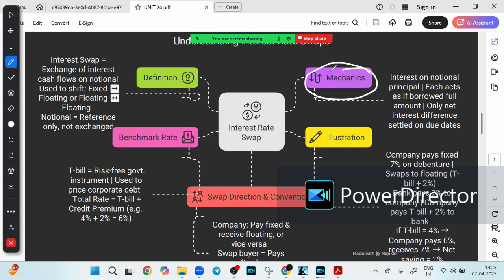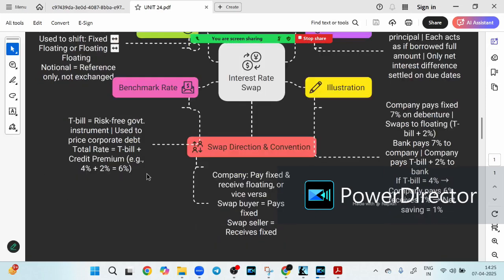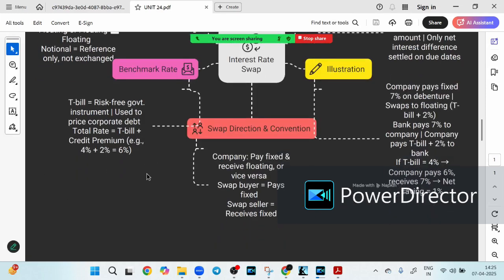If you look at the types of interest rate swap, I already told you there is something called a plain vanilla swap, the most common one, fixed to floating. It is allowed in India. The second type is called a quanto swap. You know what a quanto swap is? Quanto swap means payment in home currency but based on a foreign interest rate. Payment is done in the home currency like INR, but it is based on the foreign currency rate.